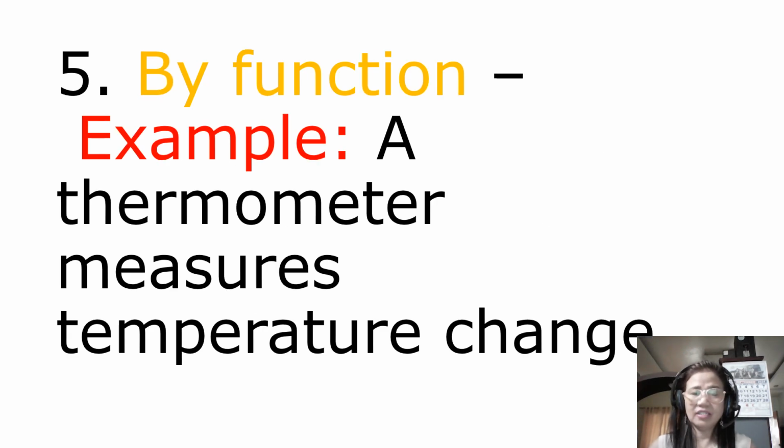By function. Example: a thermometer measures temperature change. So you can make use of these types of definitions. Like, what is the function of a thermometer? Definitely it is to measure our temperature.